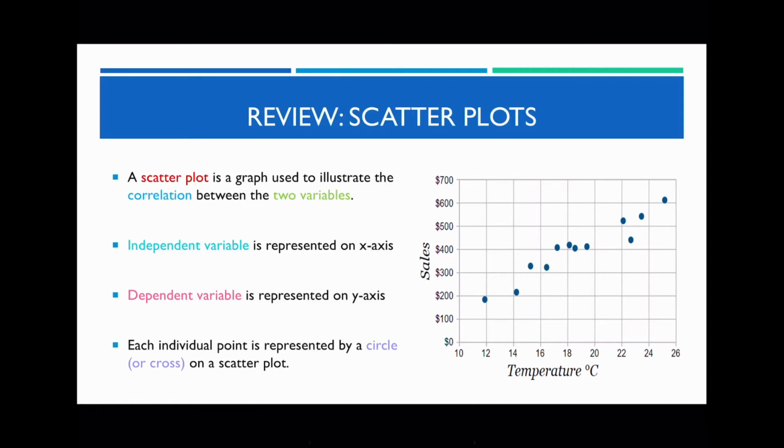So for instance, the temperature is always going to be the independent variable because this will affect the number of ice cream sales you made. That's why sales is plotted along the y-axis.